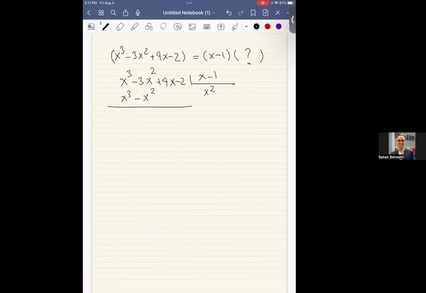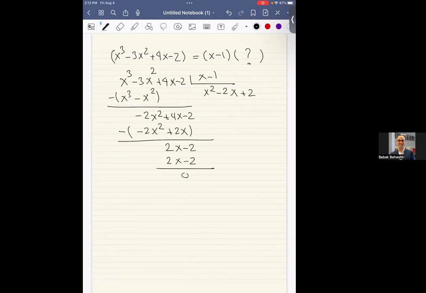It's just division of polynomials, exactly like long division for numbers. That's what I'm doing. Minus 3x squared plus x squared is minus 2x squared plus 4x minus 2. Now you divide by x, then you get minus 2x. Minus 2x times minus 1 is plus 2x. Then you subtract again. 4x minus 2x is 2x minus 2. So it's just plus 2.